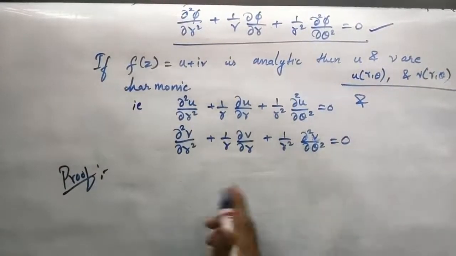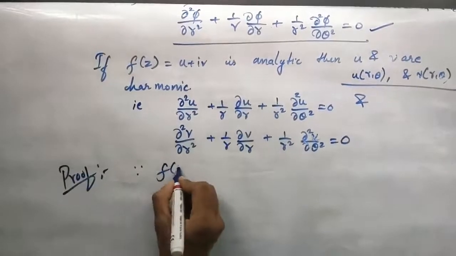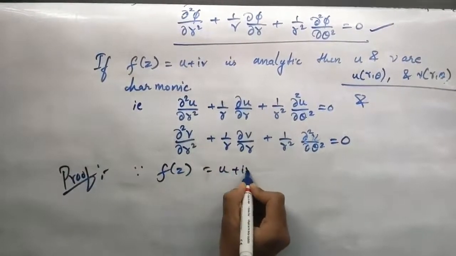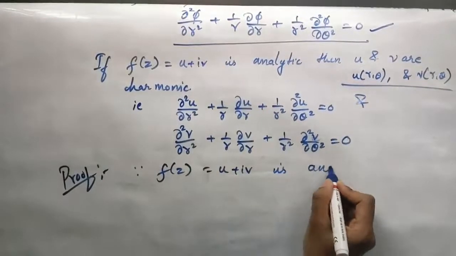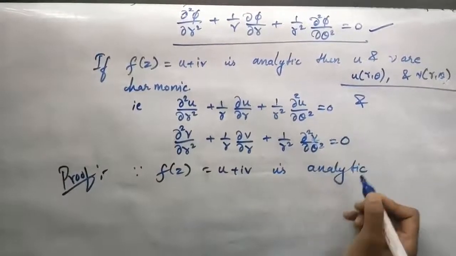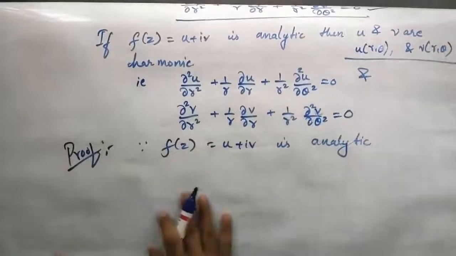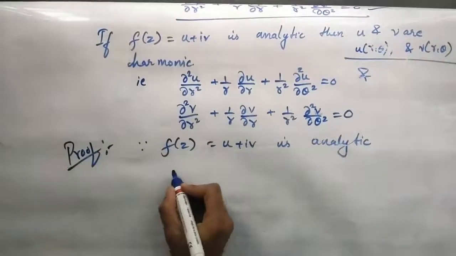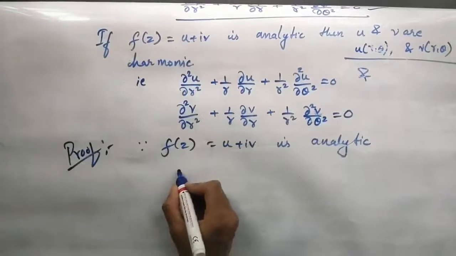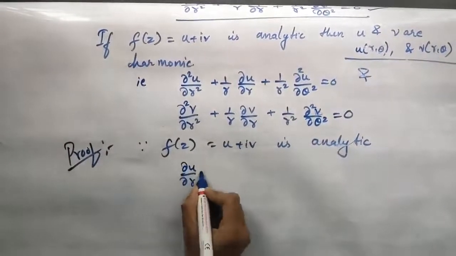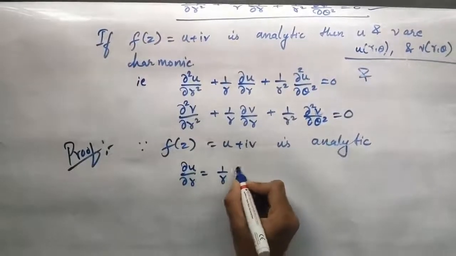Let's prove it. Since f of z is equal to u plus iv is analytic, it's given that it is analytic, so it must satisfy the CR equations in polar form. So let us write the CR equations in polar form. The first CR equation, I can write it as dou u by dou r is equal to 1 by r dou v by dou theta.